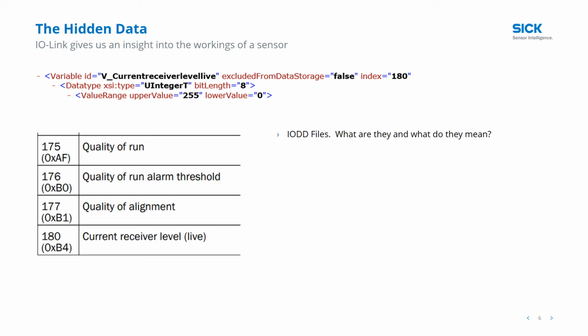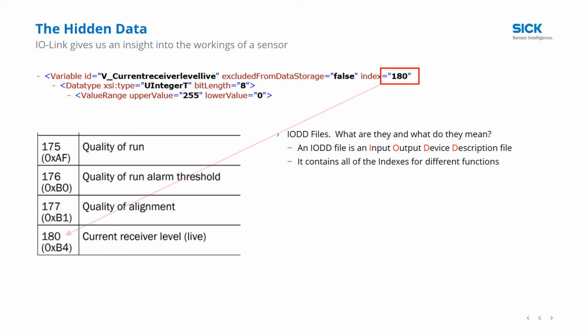So we can see that we've got some excerpts here. The top bit of text is from the IODD file, and the bottom piece of text is from the documentation that you can download with the sensor. So what is an IODD file and what does it mean? It's an input-output device description file, and it contains all the indexes and all of the variables that are linked to those index numbers, and it allows the computer or the piece of hardware you're working with to interpret those and move them into a way of showing the information to you as a user that makes a lot of sense.